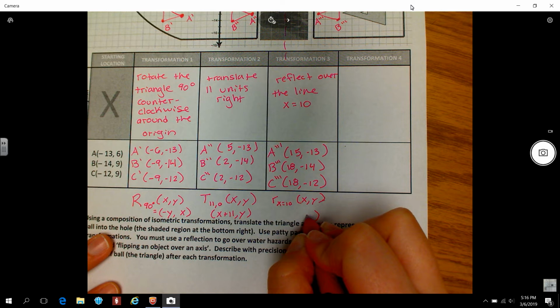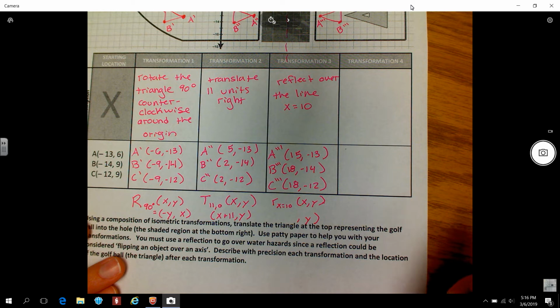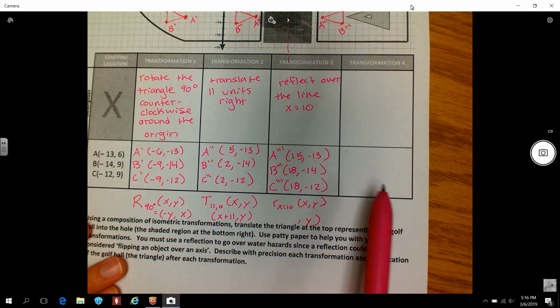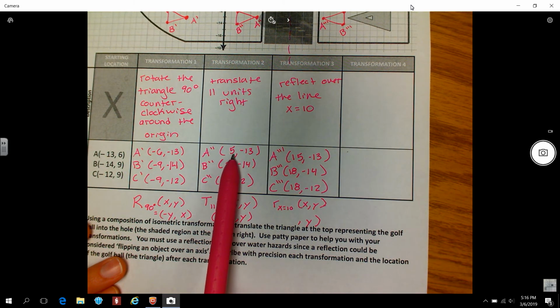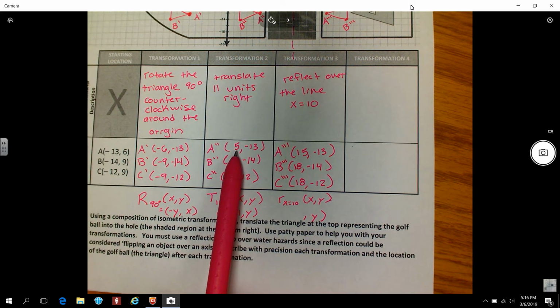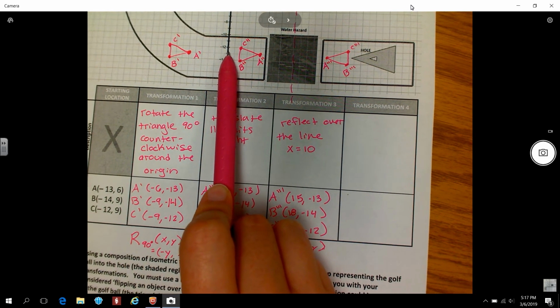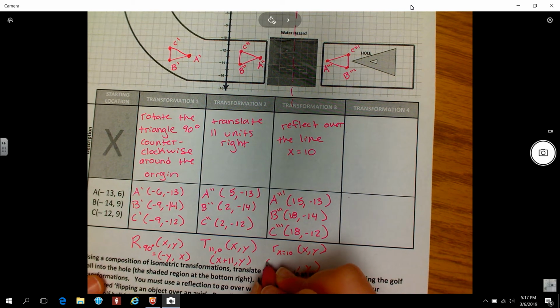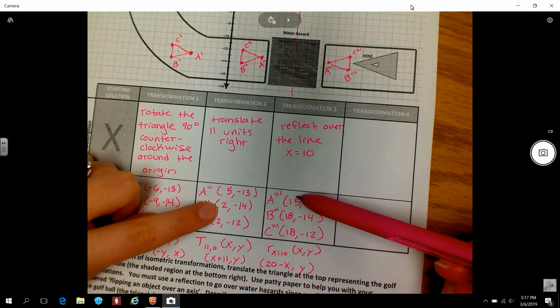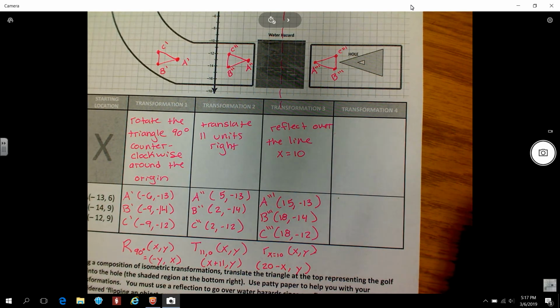So nothing's happening with my y value, so I'm just going to leave that the same. But the x value does change. And I realized that what was happening is we're taking that number and subtracting it from 20, which has to do with the fact that this line is at 10, and that's 10 spaces away from the y-axis. You can play around with your numbers, but I realized that it was just 20 minus whatever my original value was. So 20 minus 5 is 15. 20 minus 2 is 18. I saw that pattern happening there.